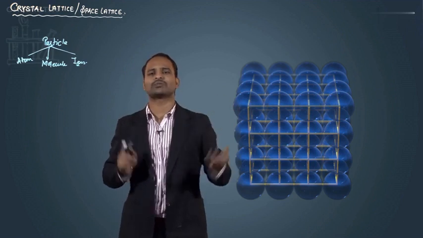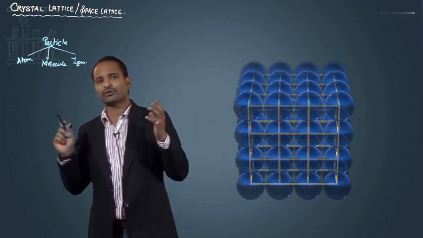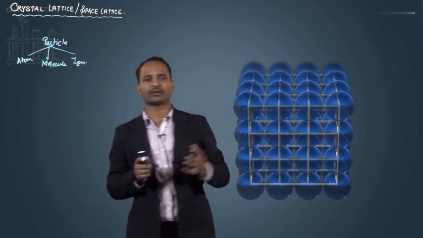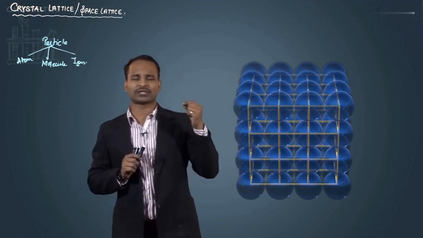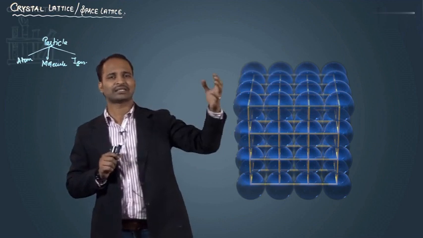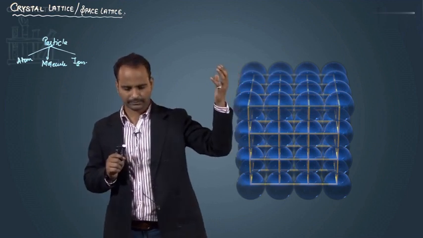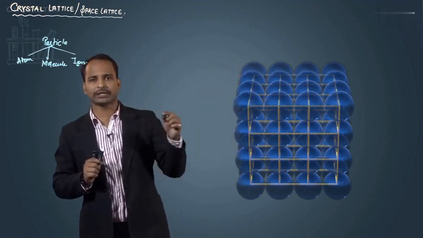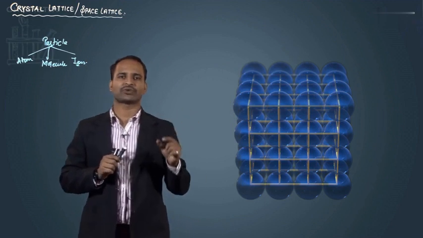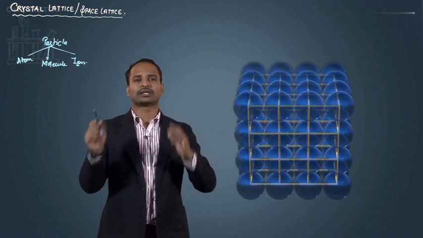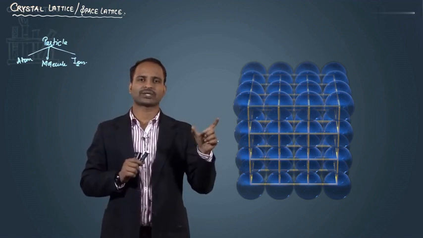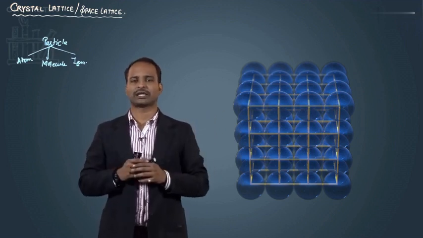But drawing such a diagram every time is not possible with such big balls, and the arrangement becomes complicated. So just for the convenience of the diagram, we represent the spheres by just a dot, and the internuclear distance, that is the line joining the centers of the nuclei, the centers of the particles, is represented by a large line, just for the convenience of the diagram.